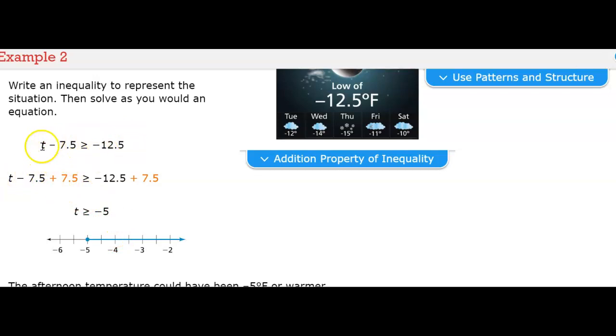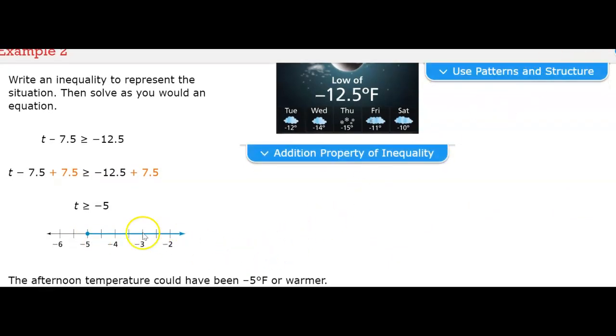And to get the T by itself on one side of the inequality, we're going to treat it like an equation and do the inverse of subtraction, which is addition. So addition of the 7 and 5/10 on both sides is shown here. And then you're left with T is greater than or equal to -5. So the -5 here on the number line is represented here. And it's a closed circle because it includes -5, and it could be a number that is greater than -5. And so the number line goes to the right.